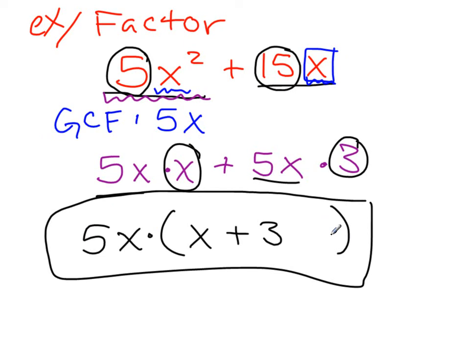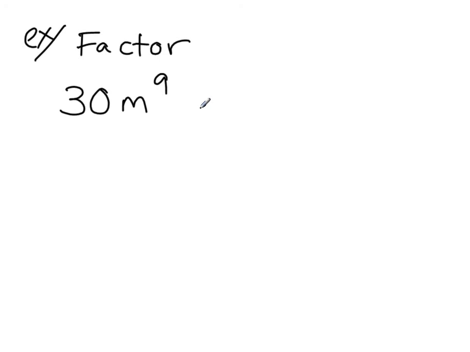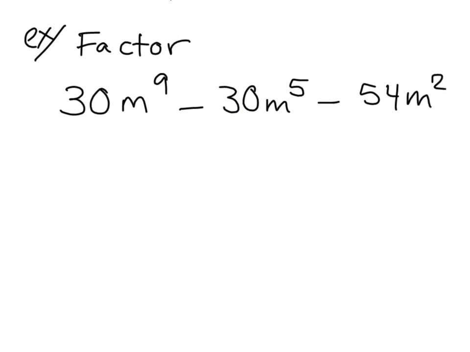Since that might have been a little too nice, let's do one more. And let's see where we're asked to factor. 30m to the 9th minus 30m to the 5th minus 54m to the 2nd. So it's the same deal.